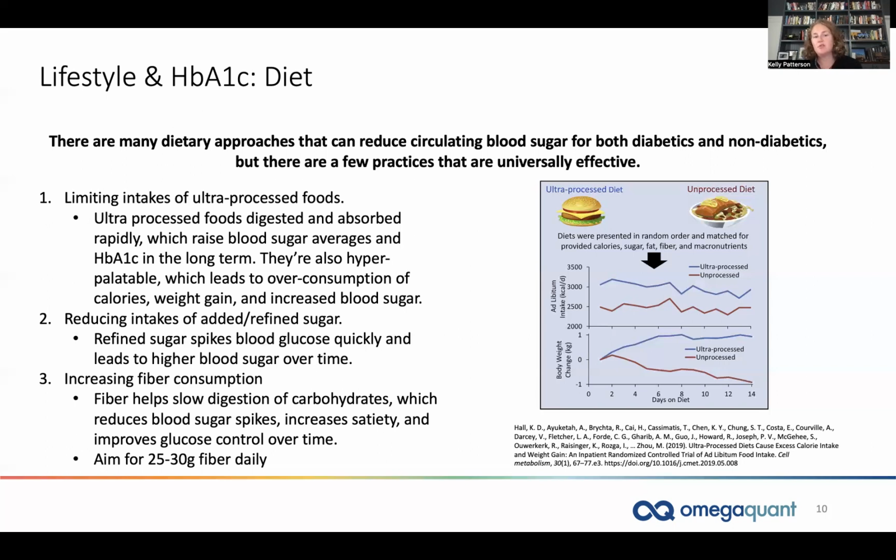The next would be reducing your intake of added and refined sugar. If you do the first one, you're probably going to be doing this one, unless you're at home baking a lot by yourself or you add a lot of sugar to your coffee, that type of stuff. Refined sugar really spikes blood glucose quickly and leads to higher blood sugar over time. So cut back as much as you can on added sugar. And notice I said added.